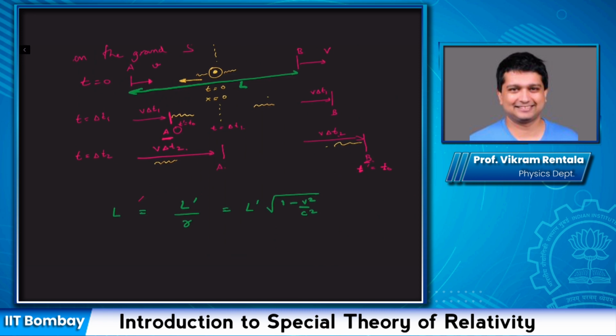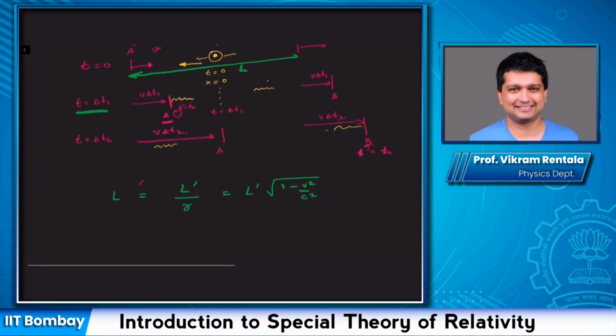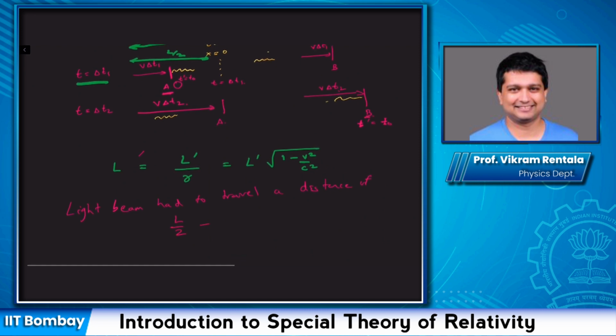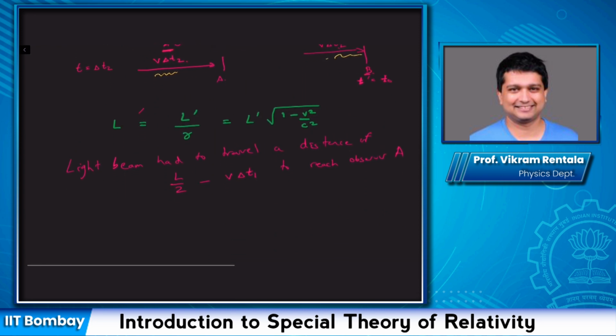Now, let's look at the instant t is equal to delta t1 and ask what is the distance that the light beam had to travel to get to A. So in order to get to A, this distance is L by 2. So the light beam had to travel a distance of L by 2 minus V delta T1 to reach observer A or detector A. And it travels this distance in a time delta T1.